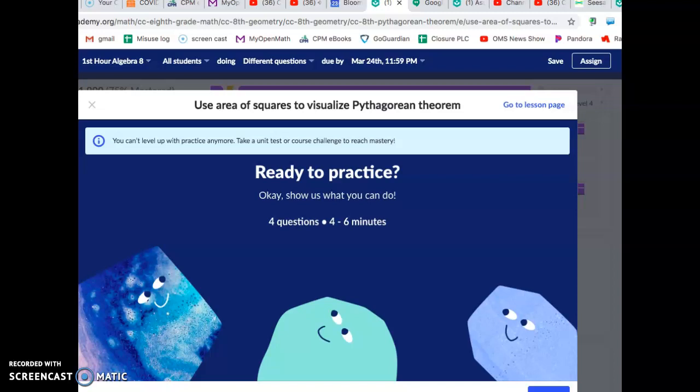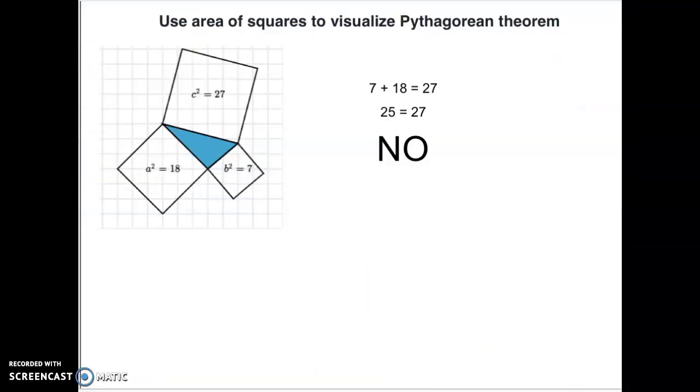This is what it'll look like after you click the link. But here I've taken 4 examples that were the example problems I actually did right on Khan Academy, and I flew through these pretty quick. The first one, we know that a squared plus b squared equals c squared. So the question is, does 7 plus 18 equal 27? Well, 7 plus 18 is 25. Does 25 equal 27? The answer is no. So it gave me 2 options: yes, it is a right triangle, or no, it's not a right triangle. This one would be no, it's not.